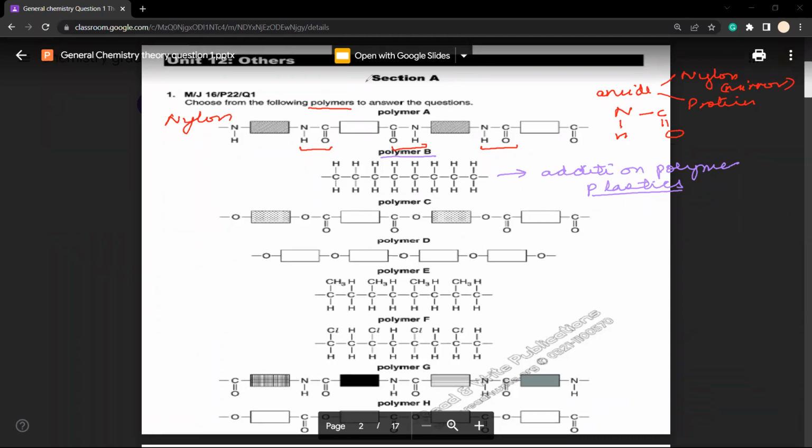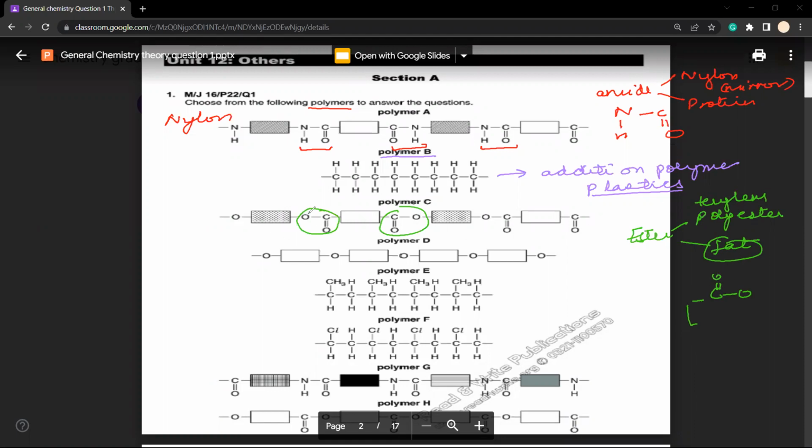Now, polymer C, we have an ester linkage here. Of the ester linkage, we have two example polymers. One is known as polyester, and you can also call it terylene. Apart from polyester, we have another one, that's fat. Fat is easy to identify because there the ester linkage is connected one over the other 3 times, okay? So fat is an ester, right?